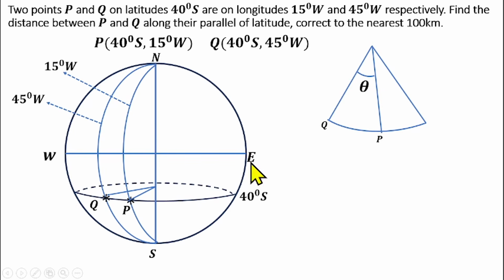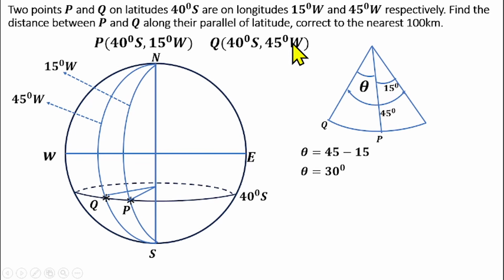Then how do we find it? From the origin to point P, the angle there is 15 degrees. Likewise, from the origin to point Q, the angle there is 45 degrees also. So our aim is to find from here to here. If the whole angle is 45, you need to remove 15 from 45 to get theta. So theta will be 45 minus 15, which gives us 30 degrees for the angular difference between them.